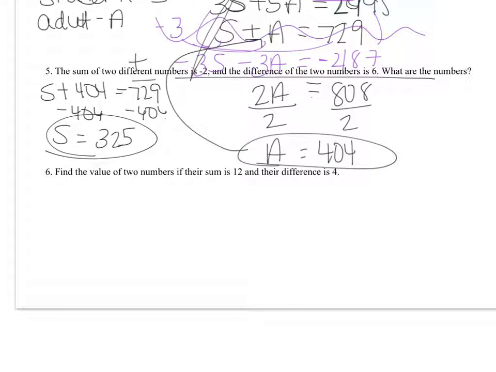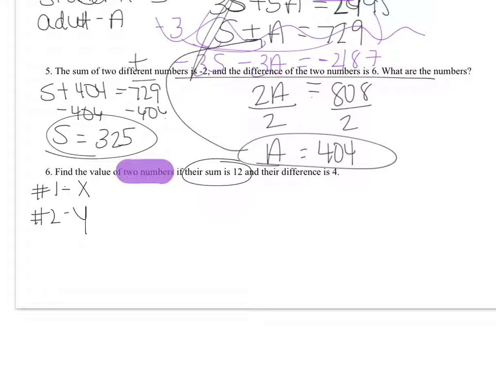It says, find the value of two numbers if my sum is 12 and their difference is 4. So, no more than 2 words. Highlight what I'm looking for. 2 numbers. I have number 1 and I have number 2. Do I know what number 1 is? Nope. Give it a variable. X. Do I know what number 2 is? Nope. Give it a variable. Y.